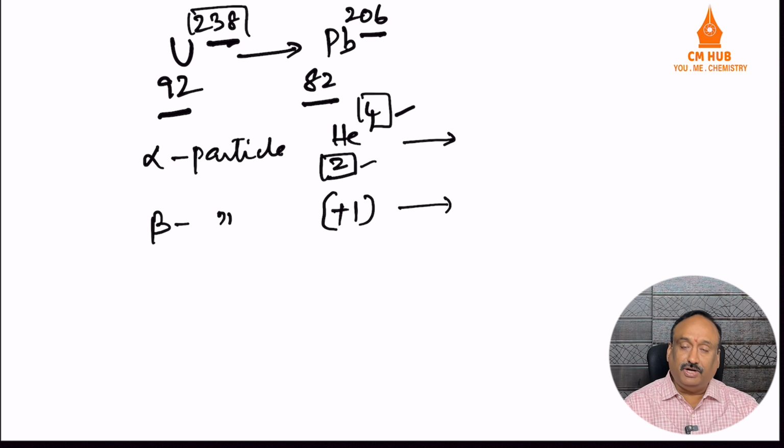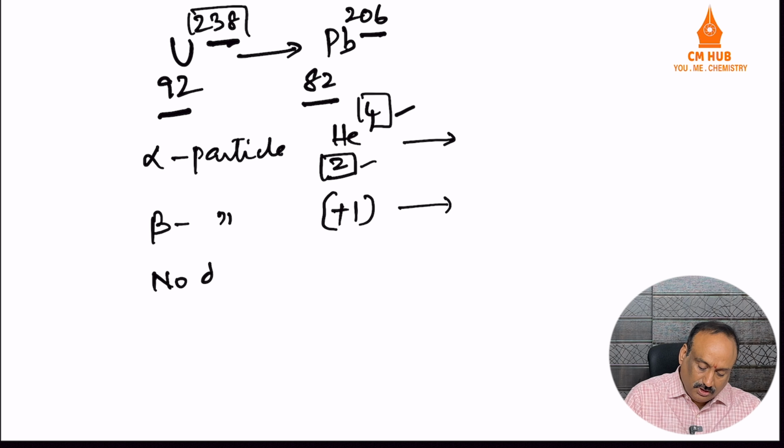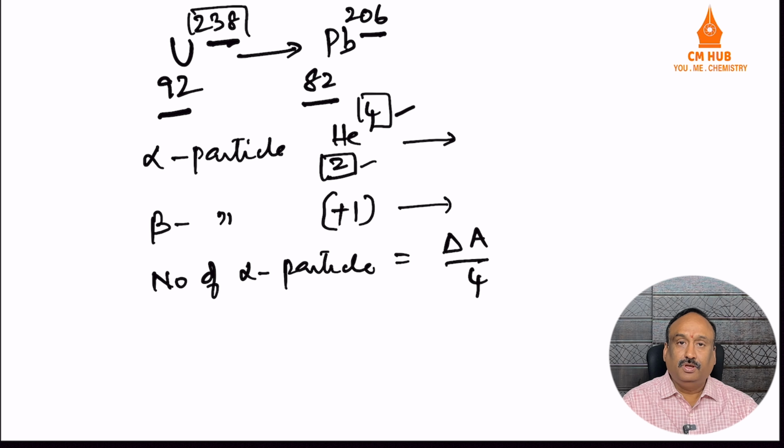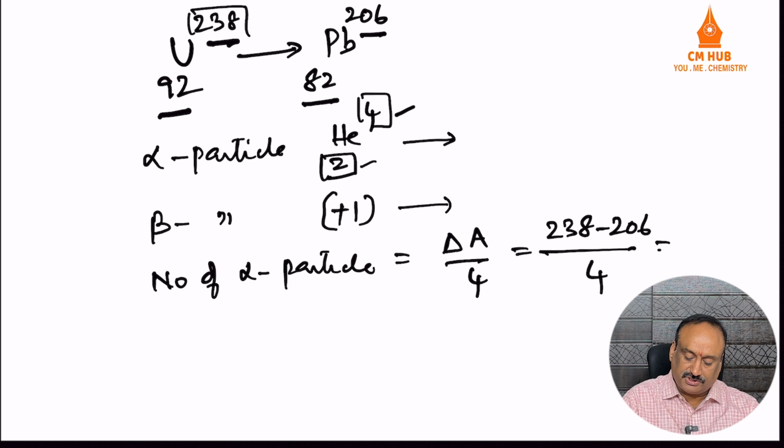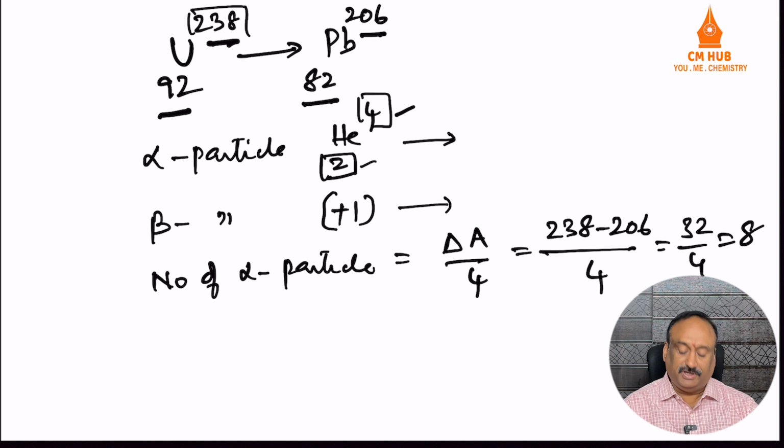So now how to find out the number of alpha particles and beta particles emitted? Number of alpha particles emitted is equal to delta A by 4. What is delta A? Difference in the mass number, 238 minus 206. Why am I dividing it by 4? Because every time the alpha particle gets emitted, the mass number decreases by 4 units. This is 32 upon 4, that is equal to 8. That means 8 alpha particles have got emitted.